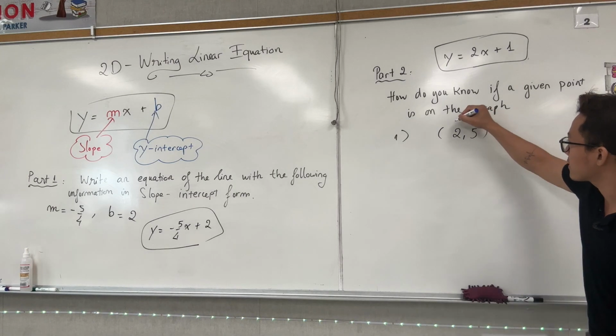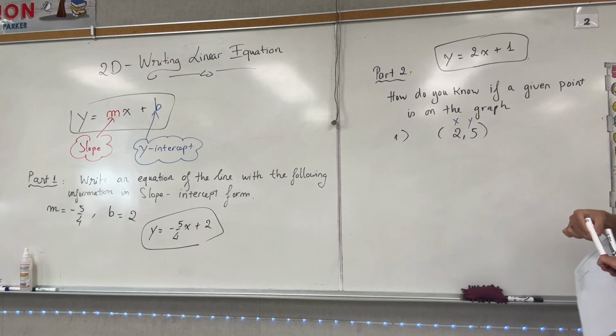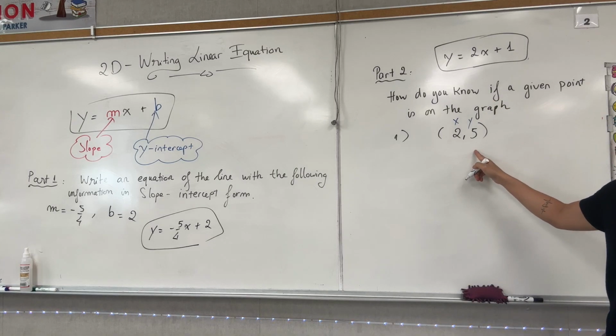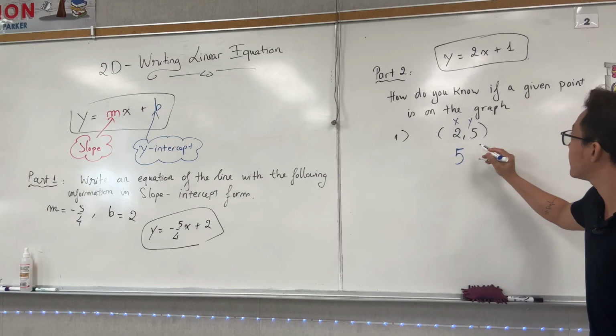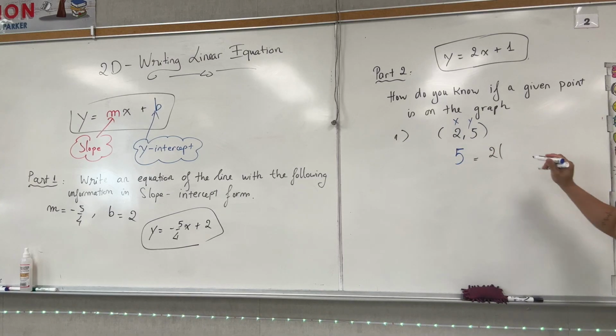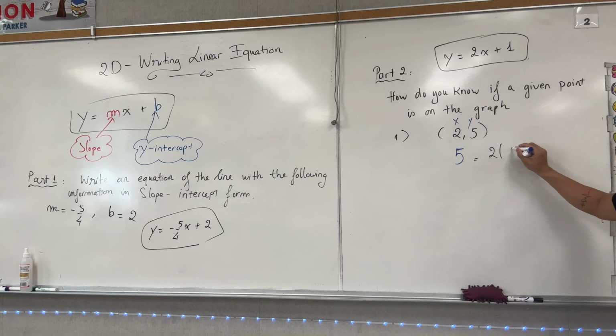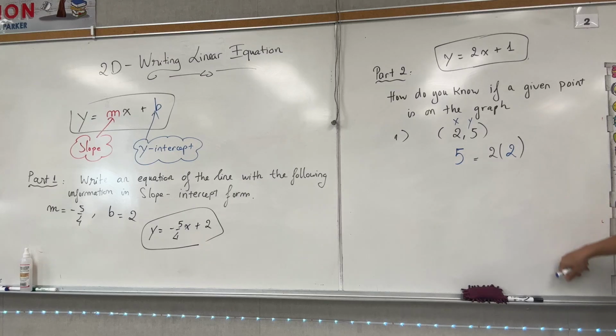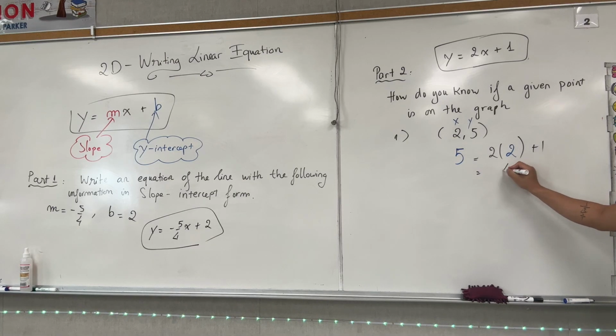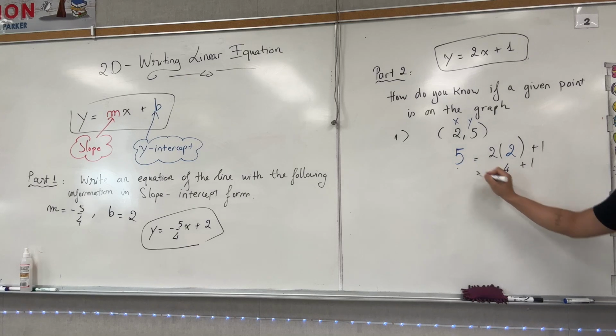So this is the x and this is the y, right? I will just plug it in. So y equal to 5. Let me be consistent with the number, with the color. 5 equal to 2 times what? 2, right? That's the x. I replace x and y by 2 and 5, plus 1. 2 times 2 is 4. 4 plus 1 is 5.